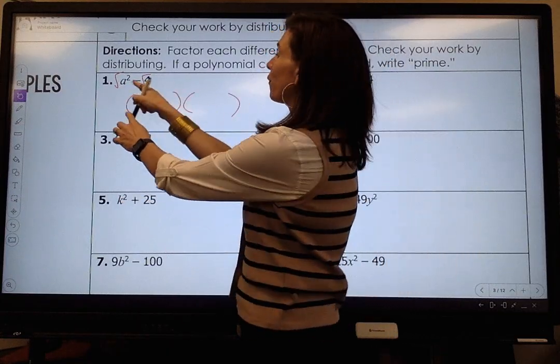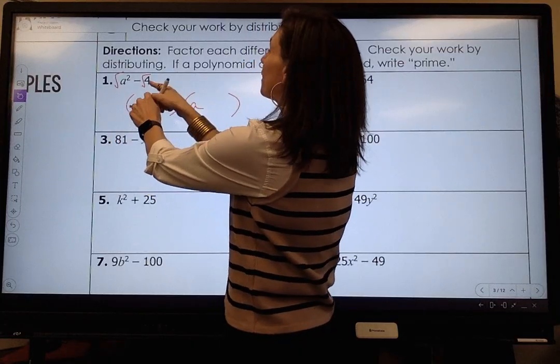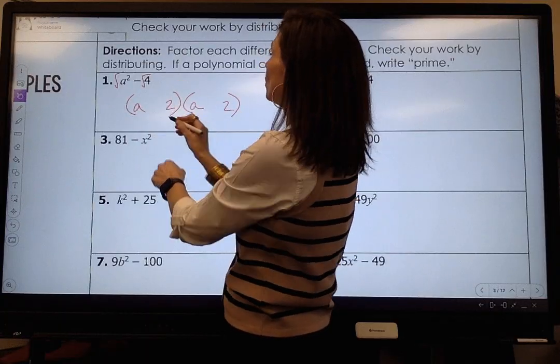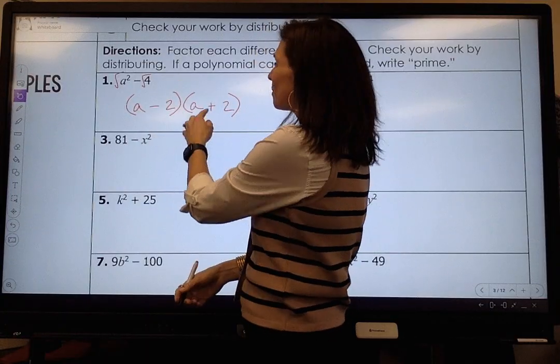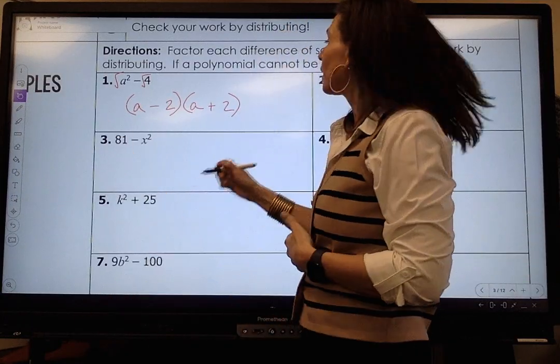So remember, the first term in each of these is a. I split my a's. The second term in each of these is 2, because the square root of 4 is 2. One's negative and one's positive. Does it matter which one you put the positive and the negative on? No, because when you check your answer, you're going to get the right answer.